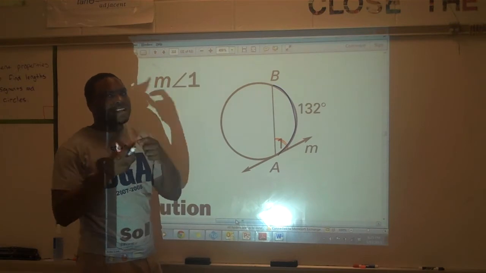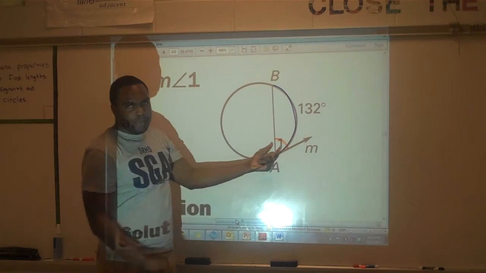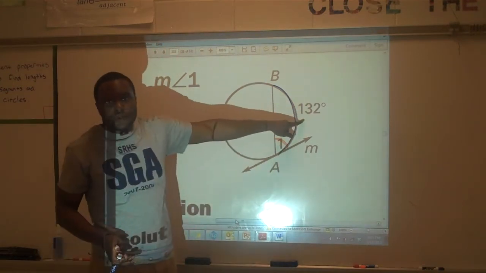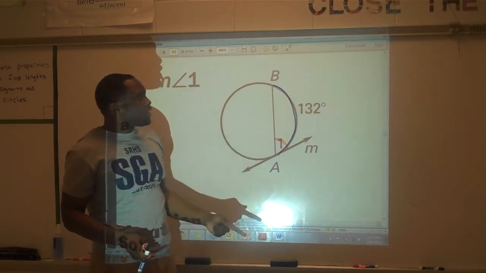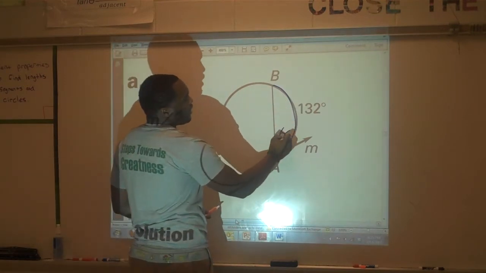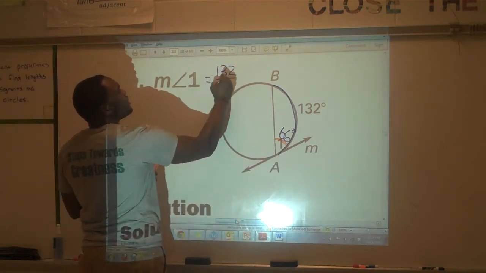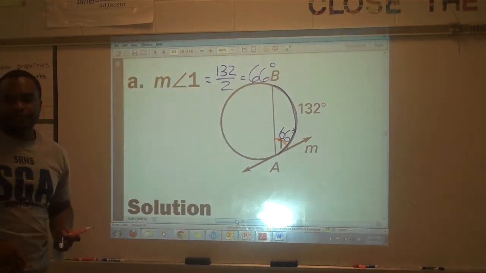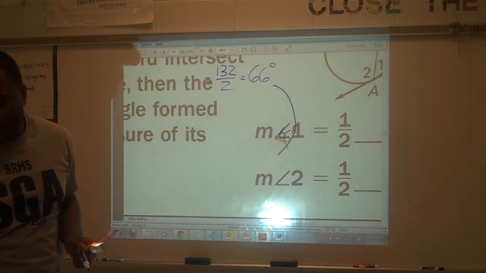The way I think about it, the way I don't get it confused, is because I know I have this big arc and I'm coming down to the small point to find this angle. Big old arc coming down to the angle. I'm going to take that 132. To find the measure of angle 1, I'm just going to divide this 132 into 2 equal parts. 132 divided by 2 is going to give me 66. The measure of angle 1 is just going to equal 132 divided by 2, which is 66 degrees. Just 66 degrees. I'm going to come down so you can see what that looks like when you fill it in.